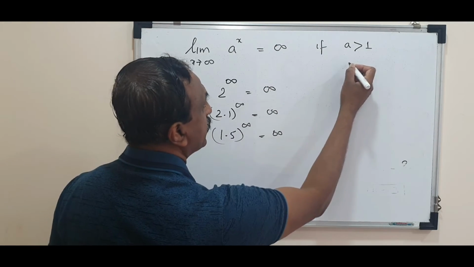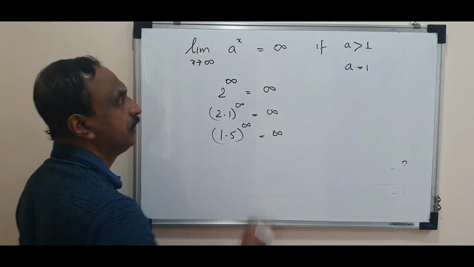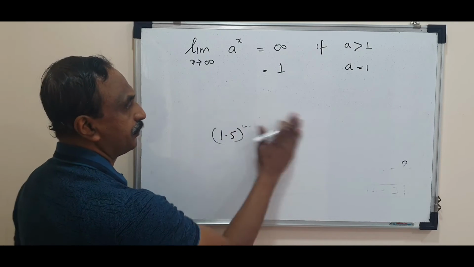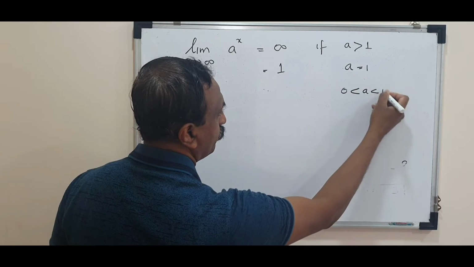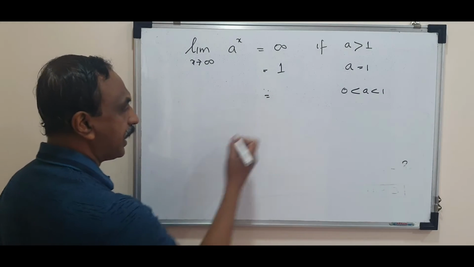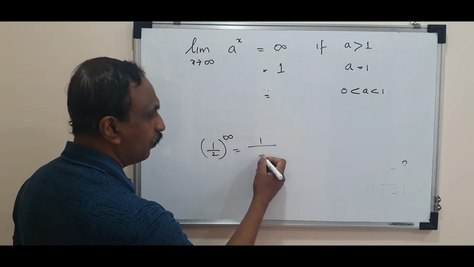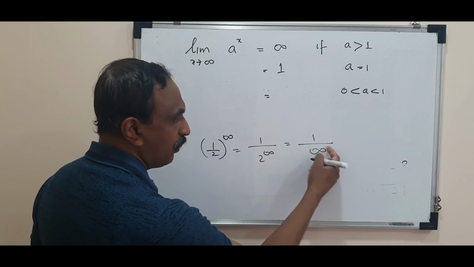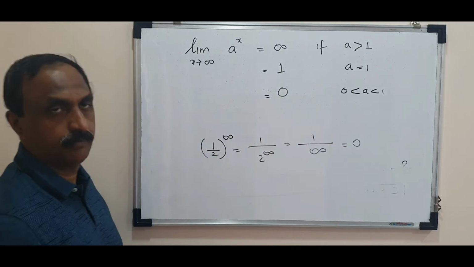If the base is exactly 1, it will be 1 raised to a large number, which will be 1. If the base is between 0 and 1, like 1 by 2, then 1 by 2 raised to infinity means 1 by infinity. 1 upon a large number is 0, hence this will be 0.